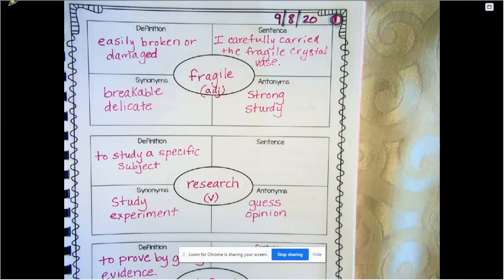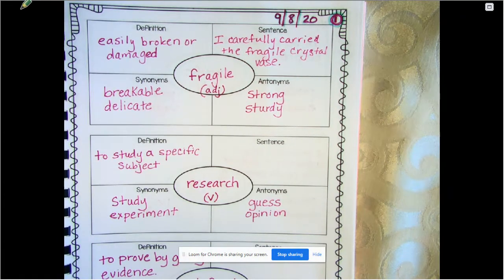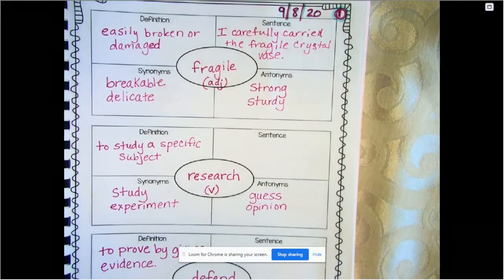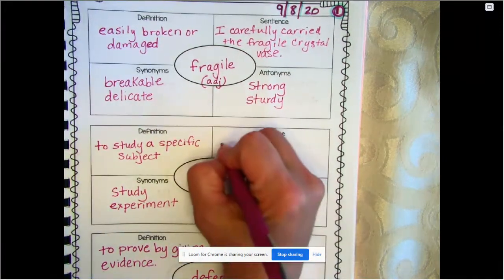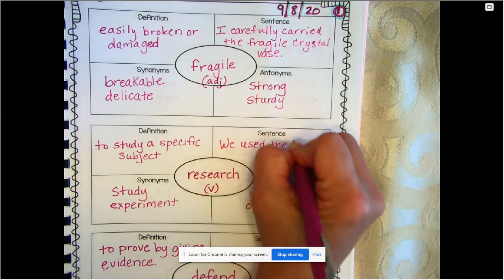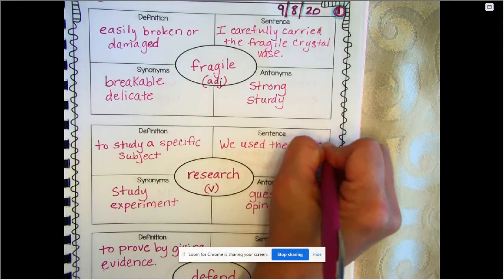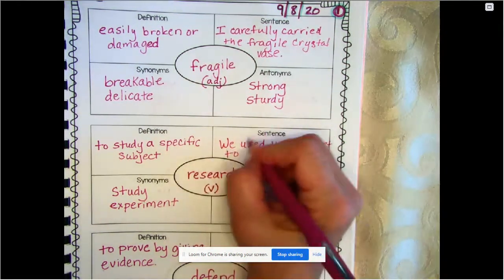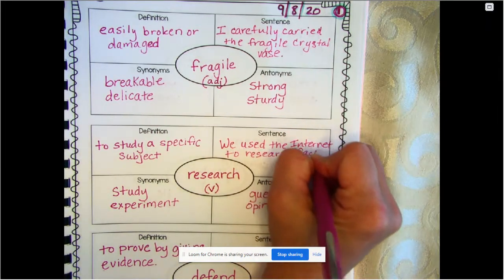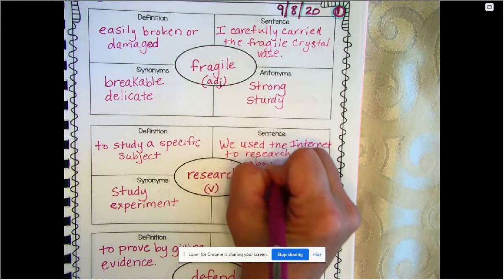Okay, so please remember to hit pause if you need more time to write your sentence in, because I'm sure I'm going pretty fast since I'm just giving the answers to you that I have. All right, our next word is research. Okay, so we could say we used the internet to research facts about frogs.